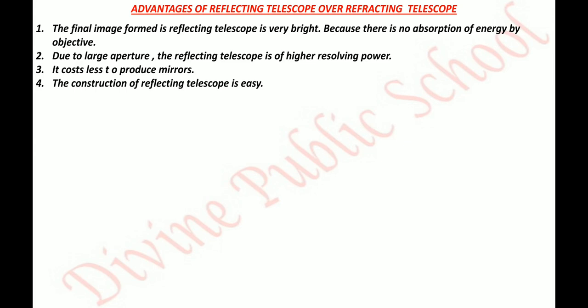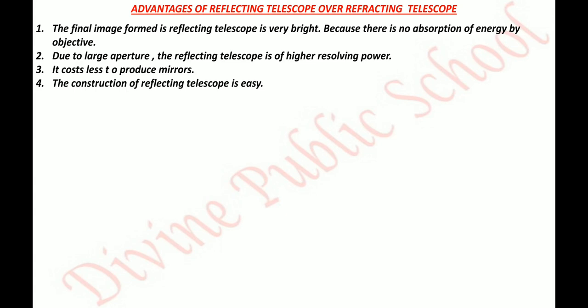Therefore, the manufacturing cost of a reflecting telescope is very less. The construction of a reflecting telescope is very easy. What does it mean? Suppose you have to hold a lens, its edges are very thin. I'm especially talking about concave or convex lenses, because convex lenses are there in the refracting telescope. To hold the lenses, we have to take great care because the edges are very thin, they may break.